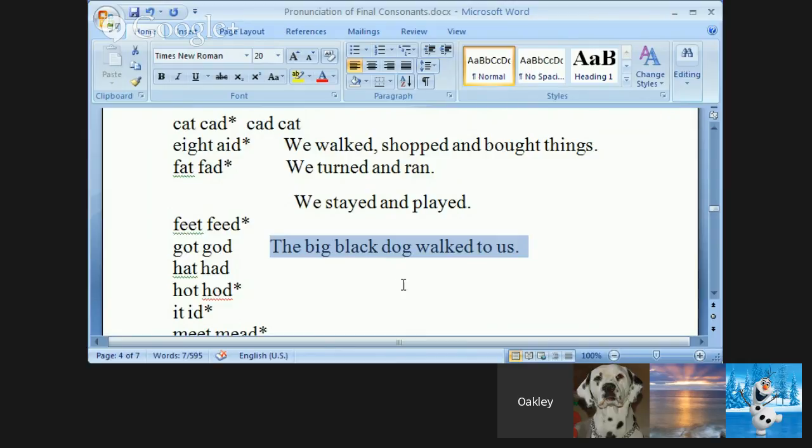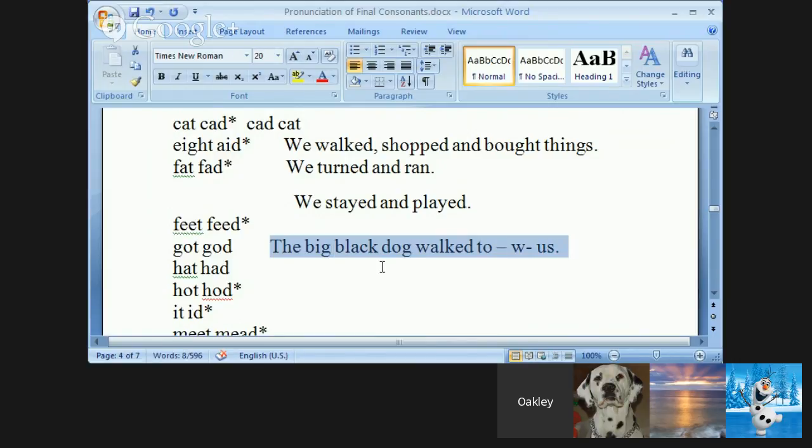Andre, give this a try, please. The same sentence. The big black dog walked to us. To us. To us. Yeah, notice there's kind of a W sound in here. That's called a glide. We use it in order to get from this vowel to this vowel. So this is also very normal in English. To us. That's it.